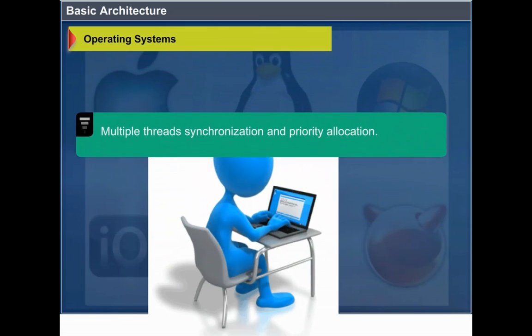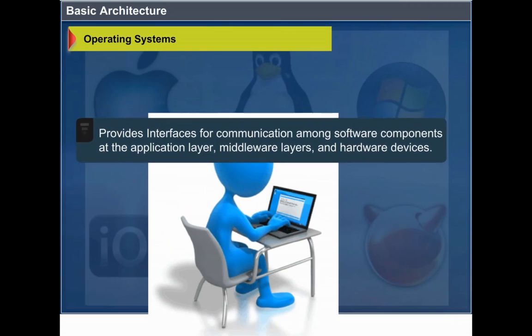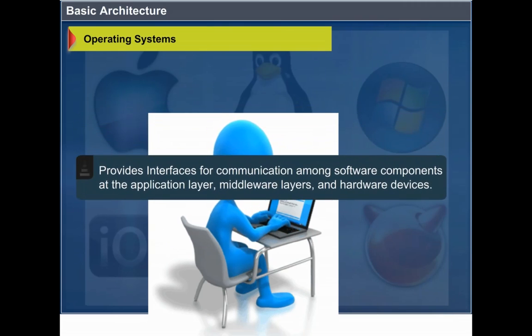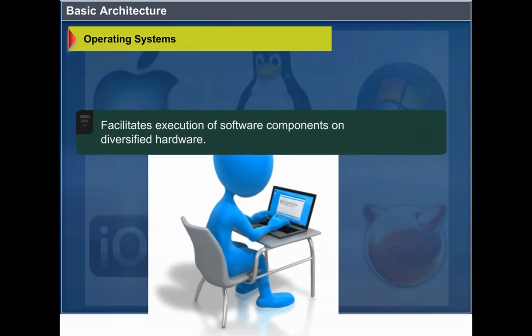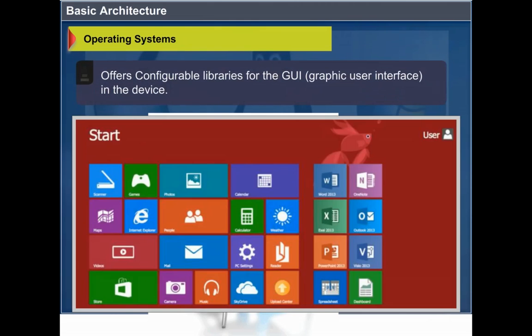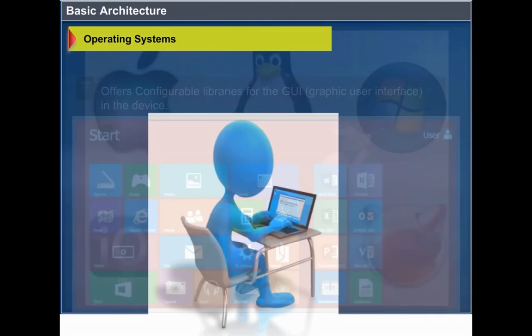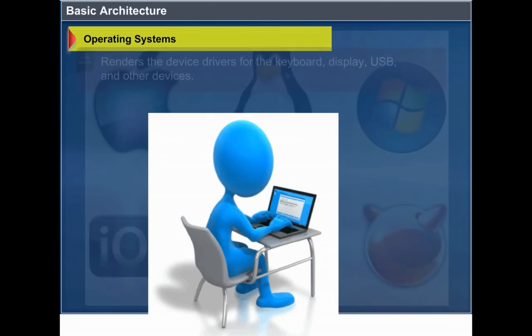Multiple thread synchronization and priority allocation. Provides interfaces for communication between software components at the application layer, middleware layers, and hardware devices. Facilitates execution of software components on diversified hardware. Provides configurable libraries for the GUI, graphic user interface, in the device. Provides user applications, GUIs, VUI, voice user interface components, and phone API.